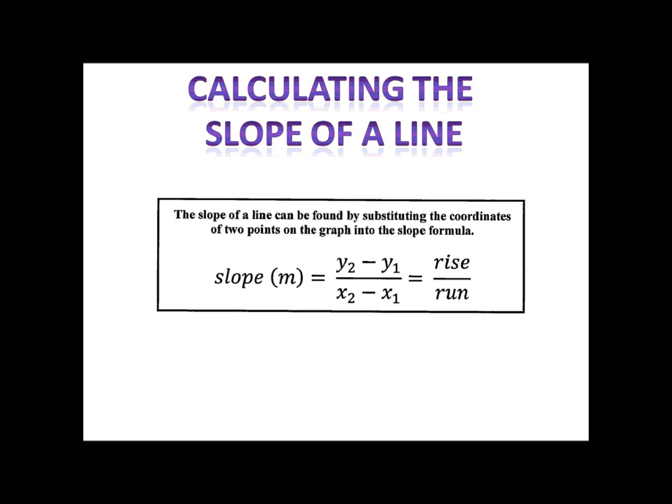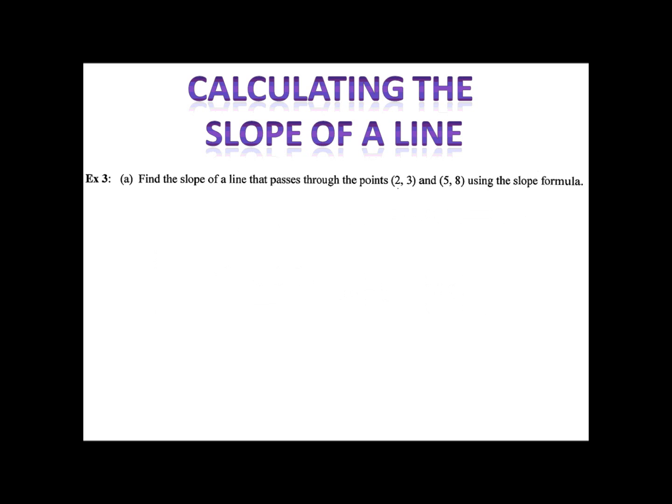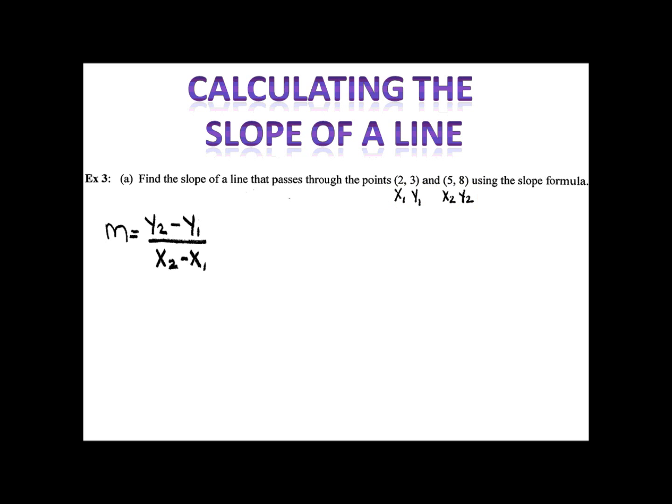In our example here, we want to find the slope of a line that passes through points 2, 3, and 5, 8. The first thing I do is identify them. I will call one pair x1, y1, and one pair x2, y2. It doesn't matter which pair you call the ones and which pair you call the twos, as long as they're together. Then I write the slope formula. Always begin by writing the formula. Once you've done that, you plug in your numbers.